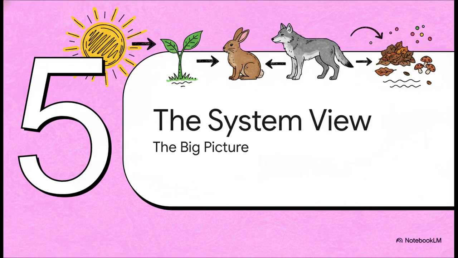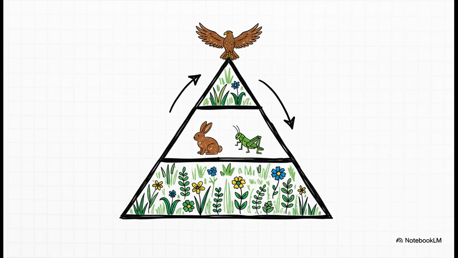Okay, so we've looked at the individual parts, right? The components, the energy flow, the recycling program. But how do scientists look at the entire structure and function of an ecosystem all at once? How do they see the big picture? Well, they use this fantastic tool called an ecological pyramid. It's a really simple visual way to represent the different trophic levels in an ecosystem, with the producers, the plants, always making up the base.